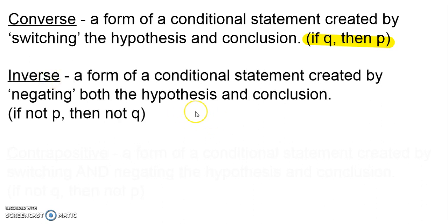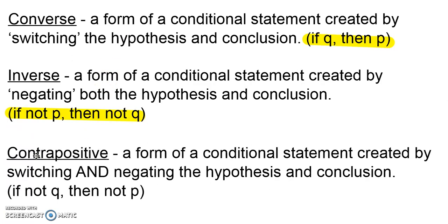Okay, so our next form of a conditional statement is the inverse. The inverse is created by negating both the hypothesis and conclusion. So we keep it in the same order. We don't switch them like the converse. We just negate them. So if not P, then not Q. Notice they're still in the order P, Q, but we're saying not P, then not Q. I also would like you to highlight that part. So we're going through and highlighting all these formulas that we can use to help us rewrite the if-then statements.